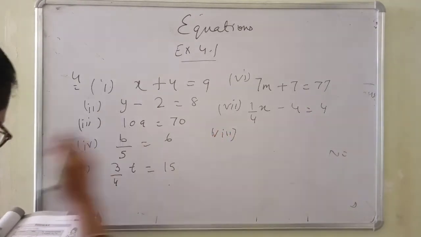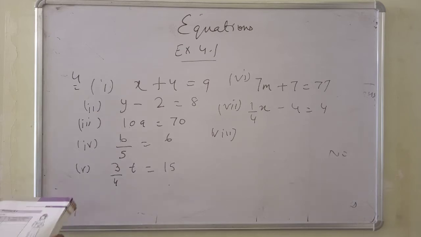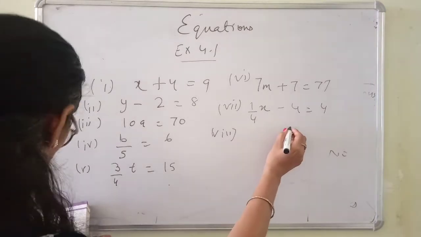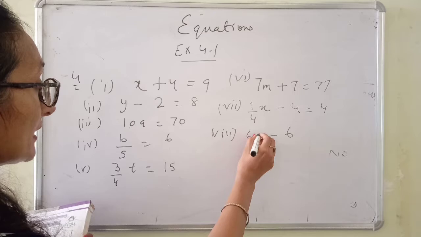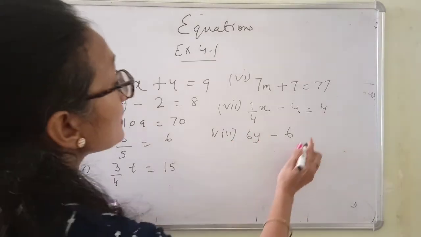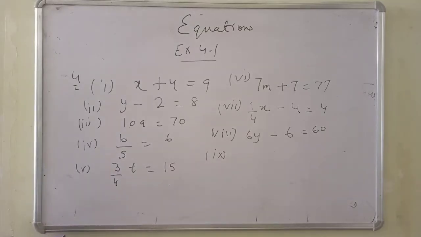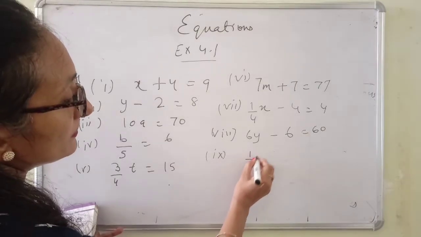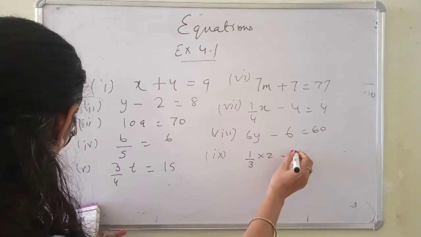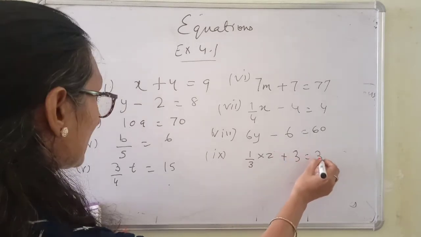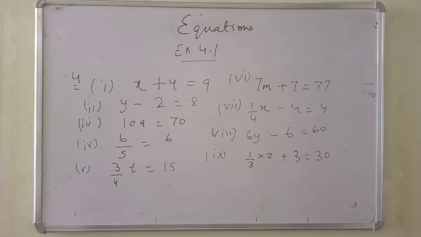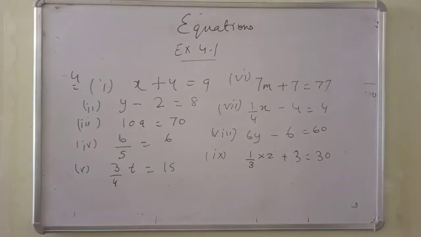Now 8th one. If you take away 6 from 6 times y, अगर हम 6 को take away means minus करते किससे? 6y से. Answer is 60. Then last one, if you add 3 to 1/3 of z, 1/3 of z plus 3, you get 30. So these are the equation forms when statements are given. Okay. In the next question, if you are interested, you can take a screenshot of these answers.